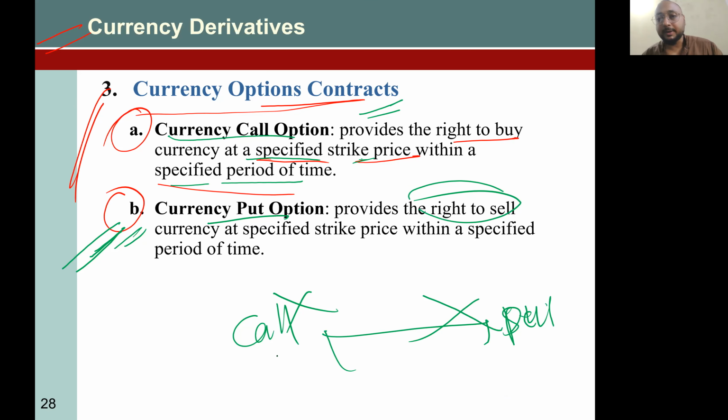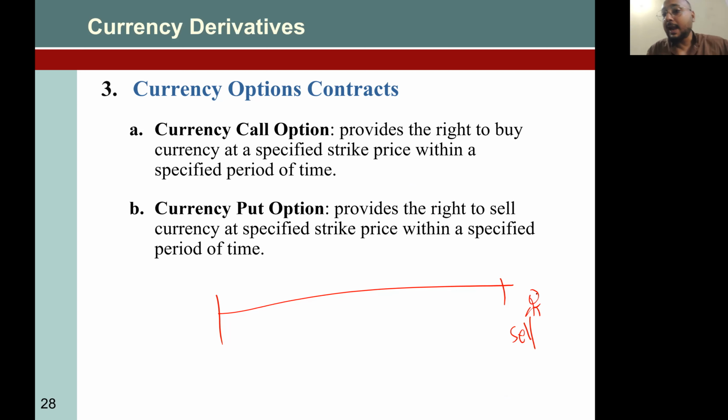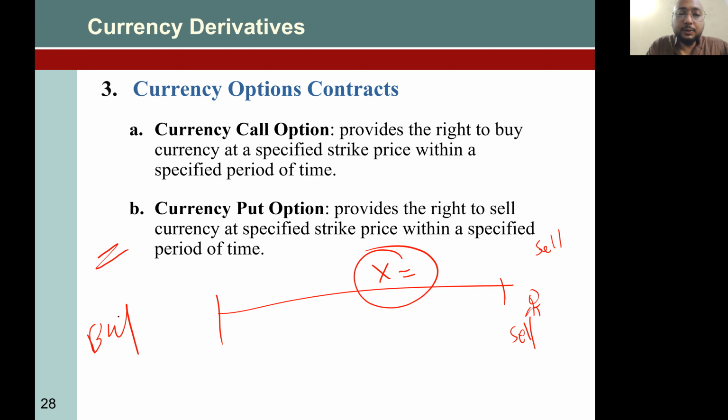Remember this one. So in put option, seller has the option to sell you at exercise price. So who is at disadvantage here? Buyer. So buyer will receive the put premium and seller will pay the put premium.